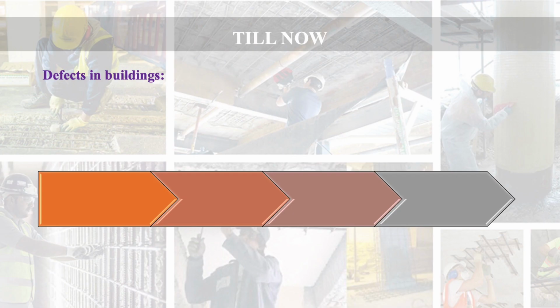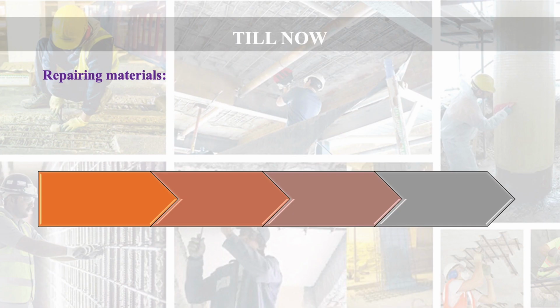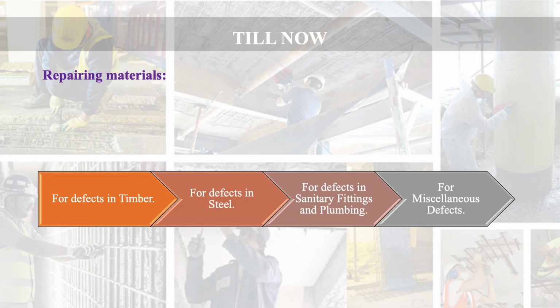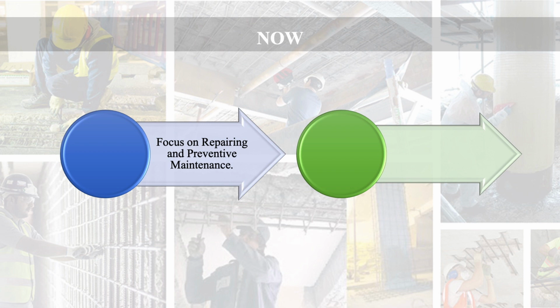As you remember, till now we have discussed defects in buildings, introduction to defects, defects in timber, defects in steel, defects in sanitary fittings and plumbing. After that we discussed repairing materials, in which we discussed repairing materials for defects in timber, then for defects in steel, then for defects in sanitary fittings and plumbing, and finally for miscellaneous defects. Now we will focus on repairing and preventive maintenance.